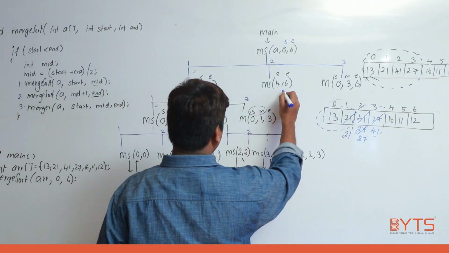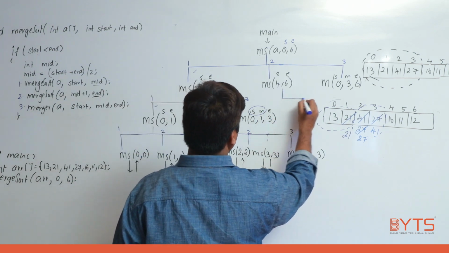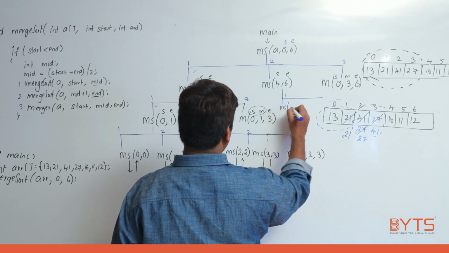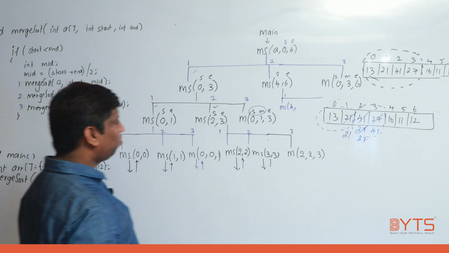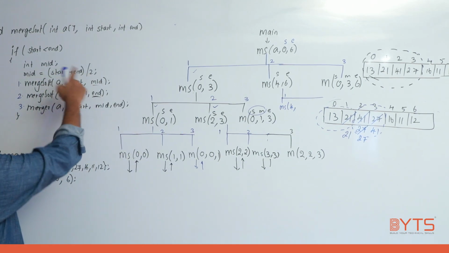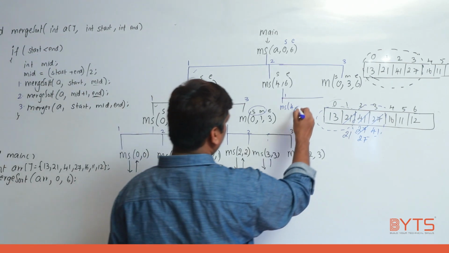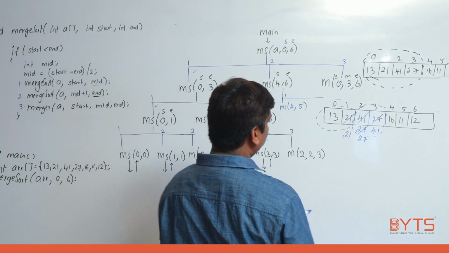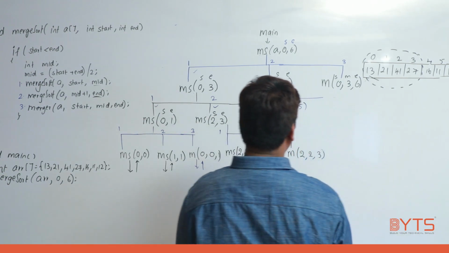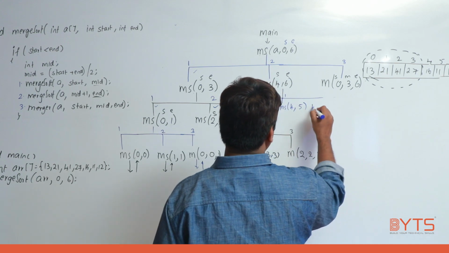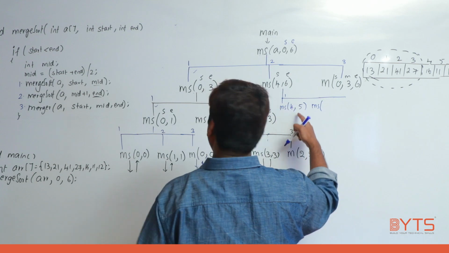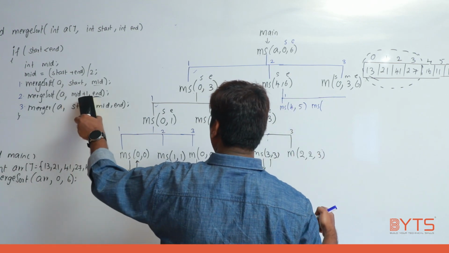So here we are having 3 lines. What is the first line? First line: merge sort of 4, end value is 6. 4 plus 6 is 10, 10 by 2 is 5. Merge sort of 4, 5. What is the next line? Merge sort of, the mid value is 5, 5 plus 1 is 6.